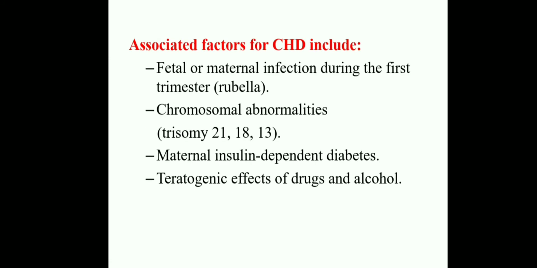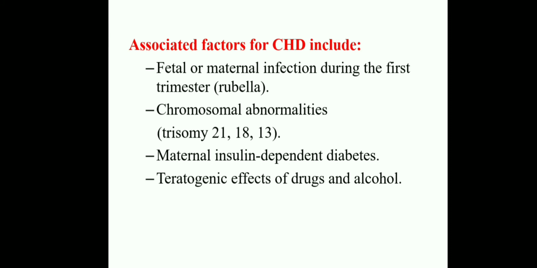Here are the associated factors of congenital heart diseases. The main cause is fetal or maternal infections during the first trimester, mostly TORCH infections, and rubella is the most common cause of congenital heart diseases.